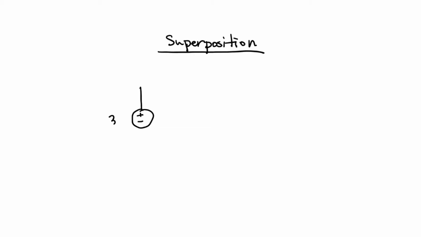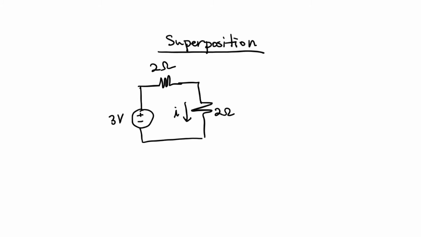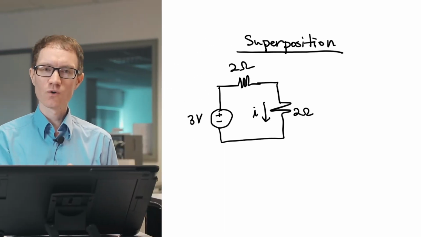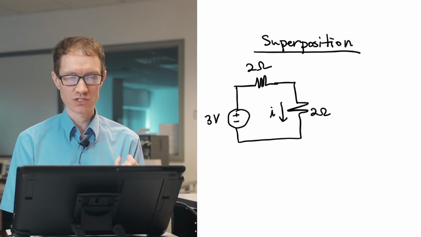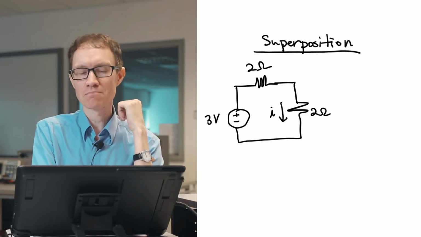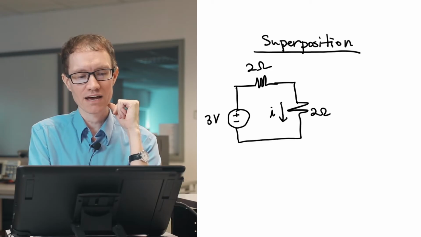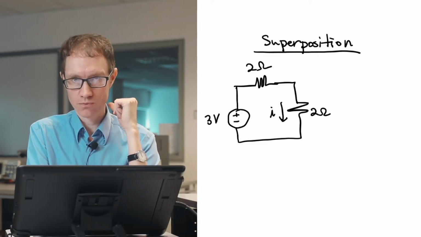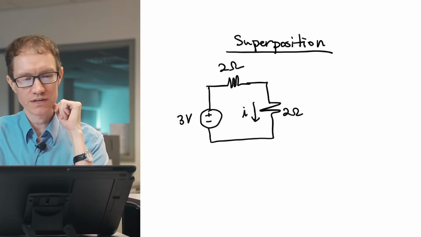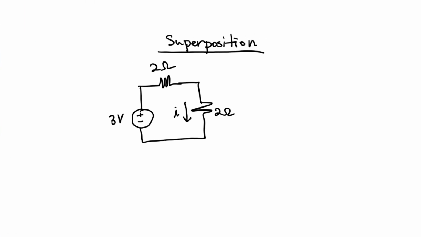Let's assume that we have a 3-volt source, a 2 ohm resistor, another resistor of 2 ohms, and I have a current I, and I want to know what that current is flowing through that resistor. Well, superposition is only useful if you have 2 different sources. You see, right now it would be very simple to calculate the current, right? Because I have 3 volts, 4 ohms in the path, so V equals IR, so I would be 3 divided by 4. But what if I had another source?